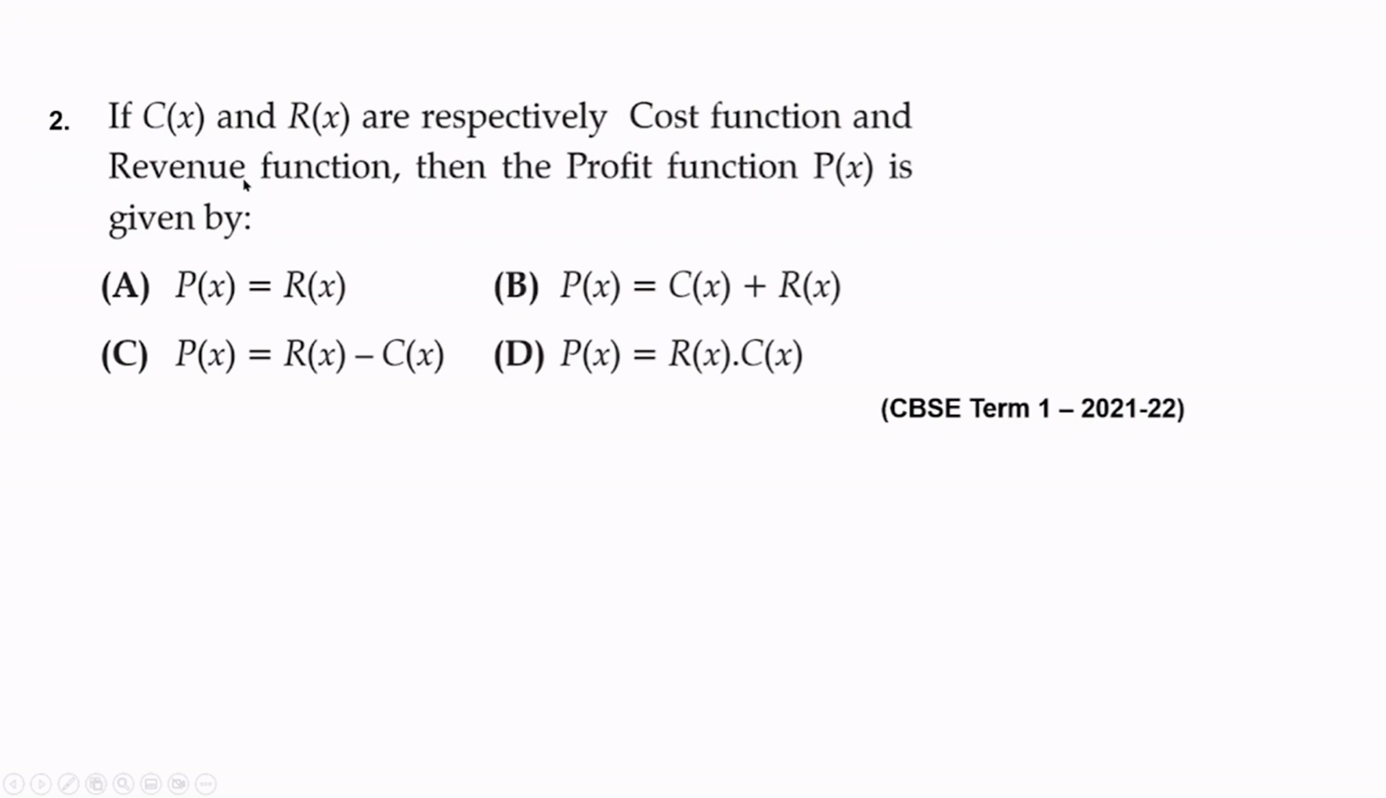The next question, if c of x and r of x are respectively cost function, revenue function, then the profit function p of x is given by. So we have these four options. We know that the profit function is given by revenue function minus the cost function. So here we have p of x equal to r of x minus c of x. So the correct option is option C.